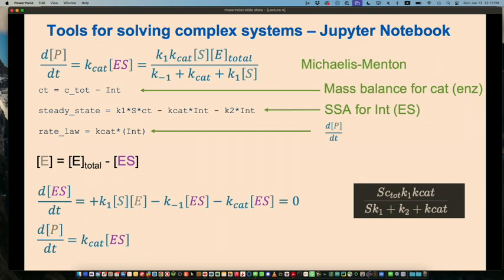And again, this is why talking it through with other people, seeing how they've chosen to do it, is very valuable for yourself too. Final one is the rate equation, which is just dP/dt is equal to kcat times intermediate. That's this one here.